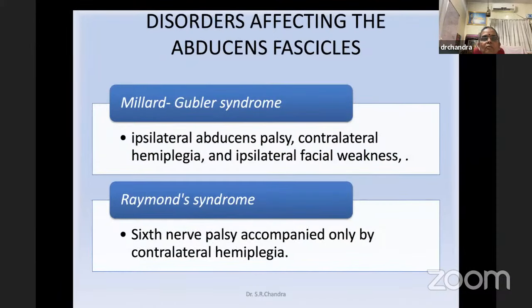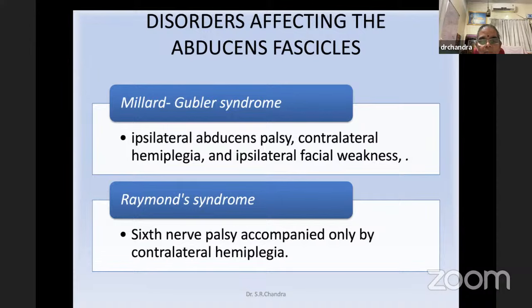Next, we are coming to the fascicular involvement of the sixth nerve. That is, we saw the third nerve, now we are coming to the sixth nerve. So Millard-Gubler syndrome is where there is an ipsilateral sixth nerve palsy, contralateral hemiplegia, and ipsilateral facial palsy. So sixth, seventh due to facial colliculus with contralateral hemiplegia is Millard-Gubler syndrome.